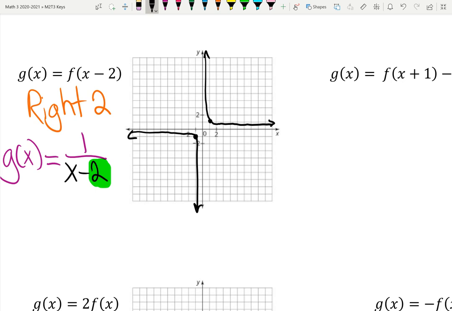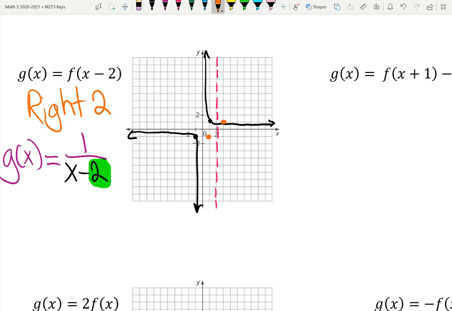Now, what I'm going to do is go right 2. The first thing I'm going to do is move this vertical asymptote. I'm going to move it over 2 spots, and I'm going to represent this invisible line with a dashed line. Then I'm going to move the 2 critical points. I'm going to move this point right 2, and I'm going to move this point right 2.